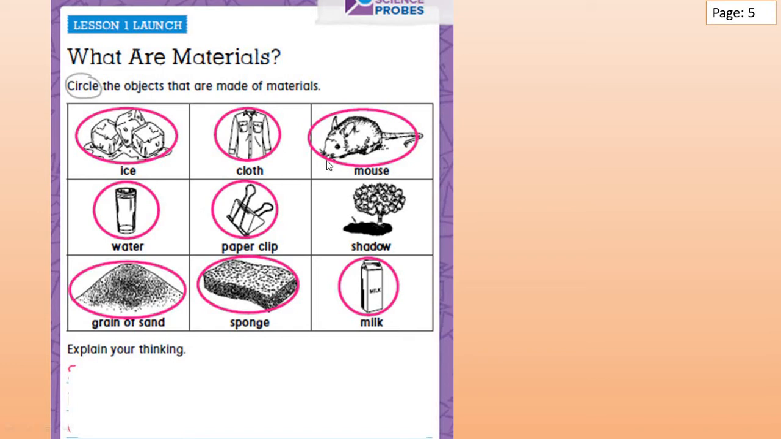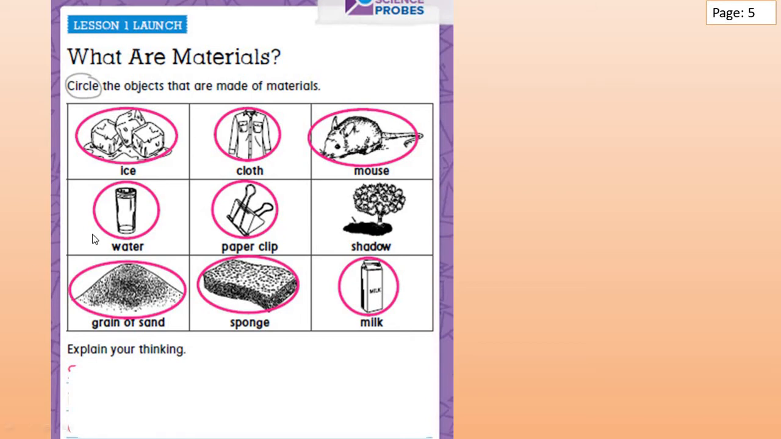The same for the mouse. The same for water. The same for paperclip. You can touch it. But what about shadow? What do you think, grade 2? Can you touch shadow? Does it have a mass? Does it take up a space? I don't think so. We cannot touch shadow. It doesn't have a mass. So, it's not made of materials.